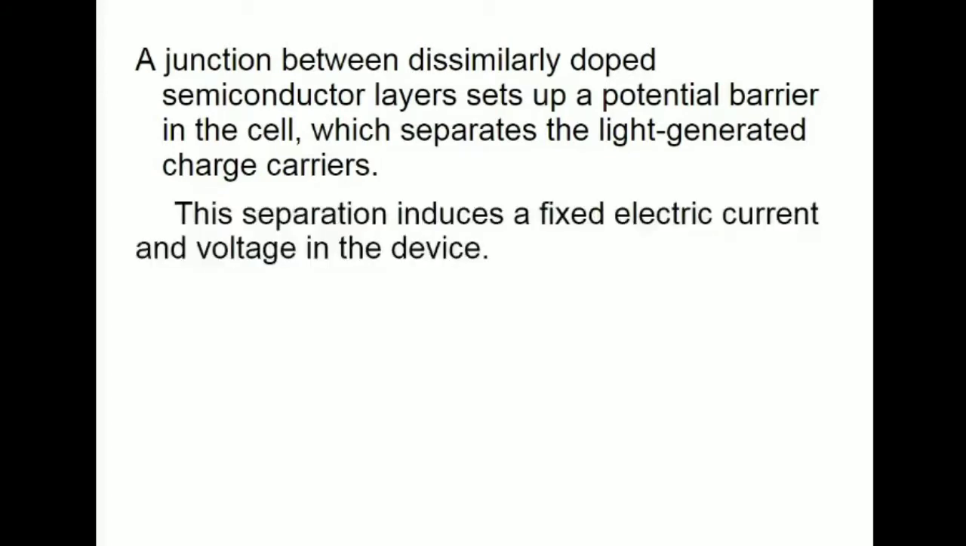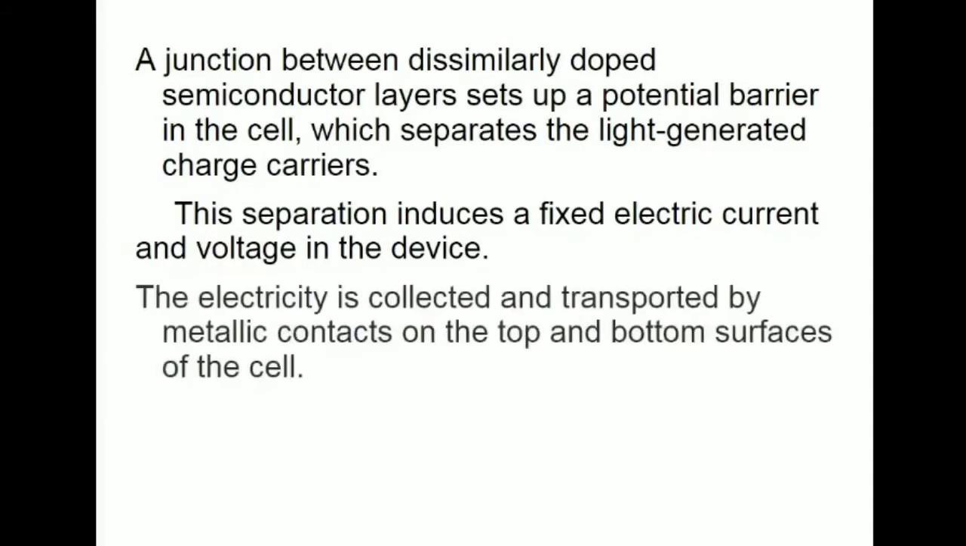A junction between dissimilarly doped semiconductor layers sets up a potential barrier in the cell which separates the light-generated charge carriers. So we can have P and N type material. They are dissimilarly doped. When a PN junction is formed, a potential barrier is created, and that separates the light-generated electron-hole pair from the junction. So the electrons are forced to flow through the external circuit. So this barrier or separation induces a fixed electric current and voltage in the device.